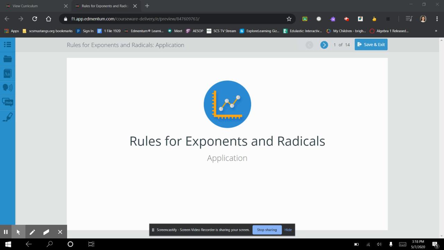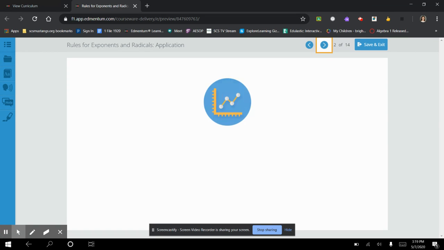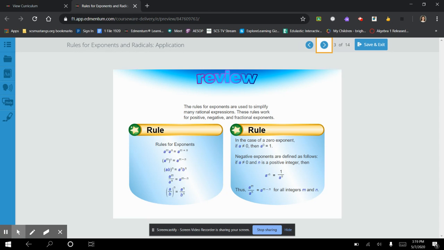Hey there guys, in this video we're going to take a look at the last lesson for our exponents unit, looking at rules for exponents and radicals. This is kind of like everything all mixed together in one unit. So looking at the review of what we've talked about so far through this whole unit, we've got our rules for exponents that they have listed for us right there.